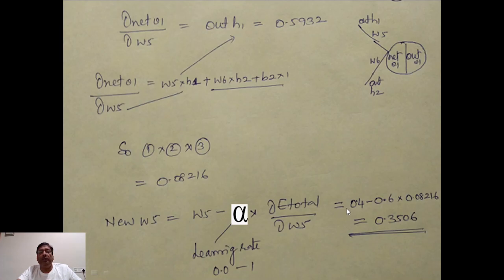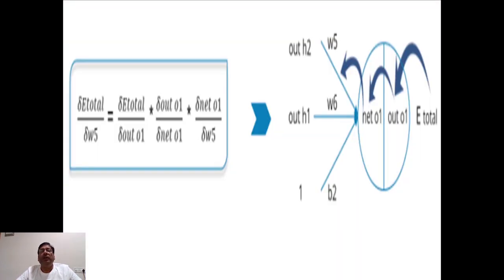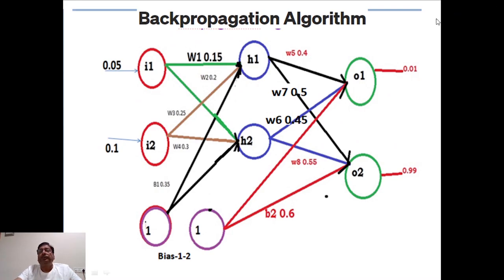If I replace the values here, W5 is 0.4 minus alpha, the learning rate, which I have considered as 0.6. You can take it as 0.3 or 0.4 accordingly, multiplied by the value that you got here. Then you get the final output 0.3506. That means the new value of W5, which was initially 0.4, is now replaced with 0.3506.